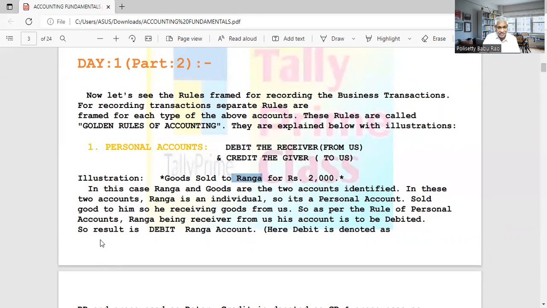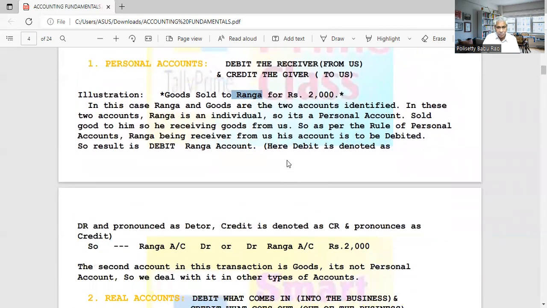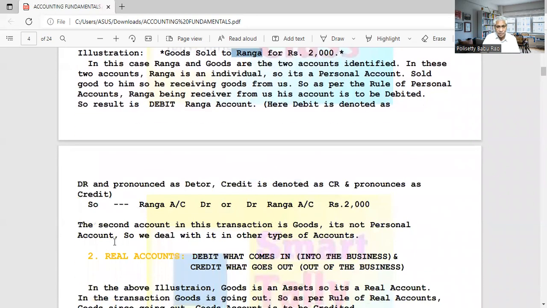So what is the result? Debit Ranga account. In this account, debit is denoted as DR, pronounced as debit. Credit is denoted as CR, pronounced as credit. So debit is DR, credit is CR. So in this case, Ranga account debit, DR, 2000 rupees.